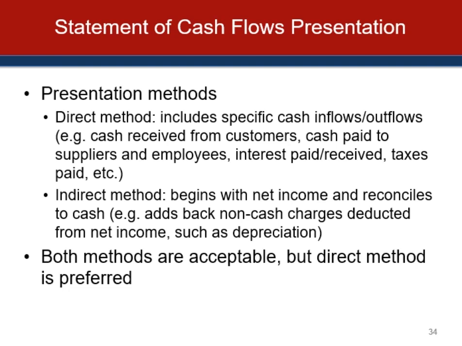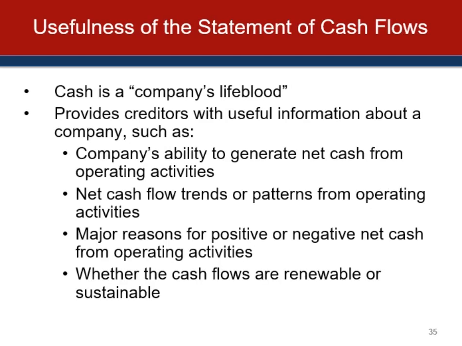Gains and losses. Gains should be subtracted and losses should be added back because the amount of cash is related to the proceeds on disposition of the asset or other instrument giving rise to the gain or loss. And so we need to include the proceeds, not the amount of the gain or loss. So we undo that in the indirect method. Both methods are acceptable. The direct method is the preferred method for GAAP.